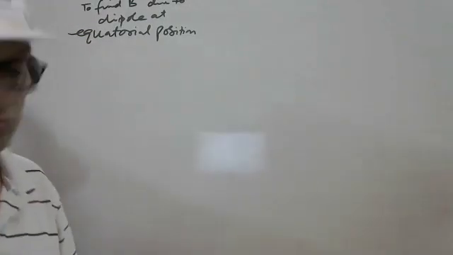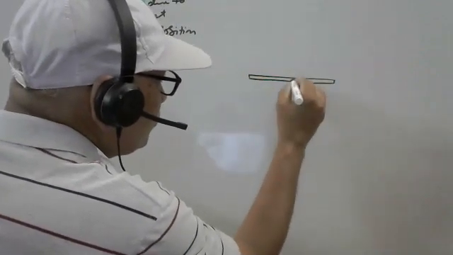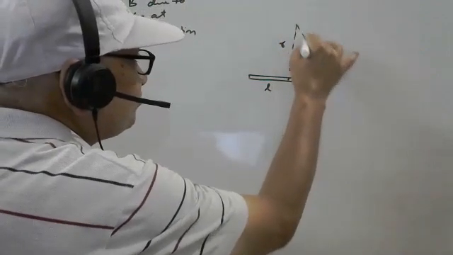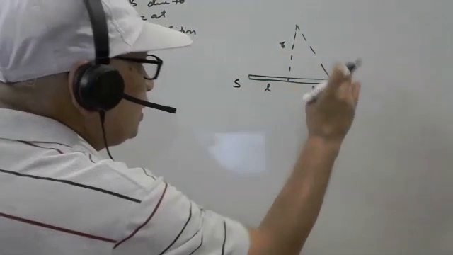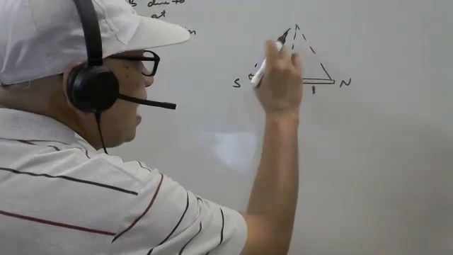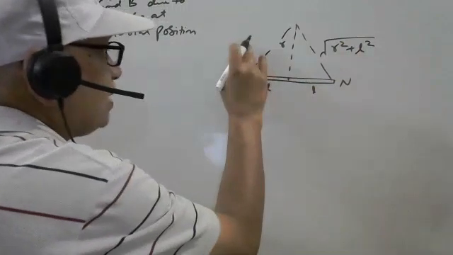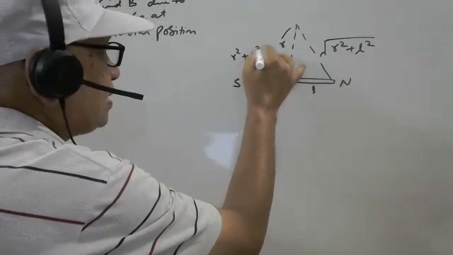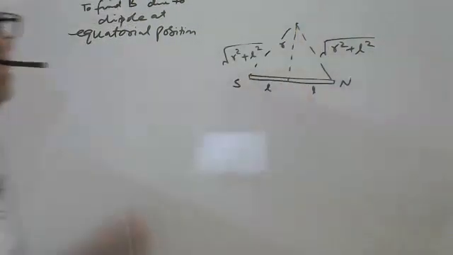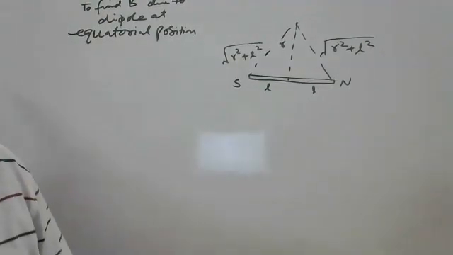See here, there is a magnet again. This is the center, L, at distance say R here. This is the north pole, this is the south pole here. And what is this distance? Root of R square plus L square. Similarly, this distance, same distance here also, by using the Pythagoras theorem. Suppose at this point, equatorial position, we are interested to find out the magnetic field.